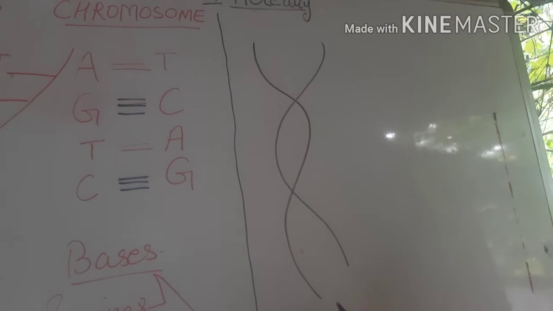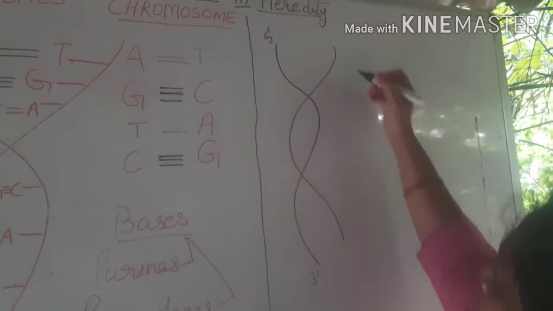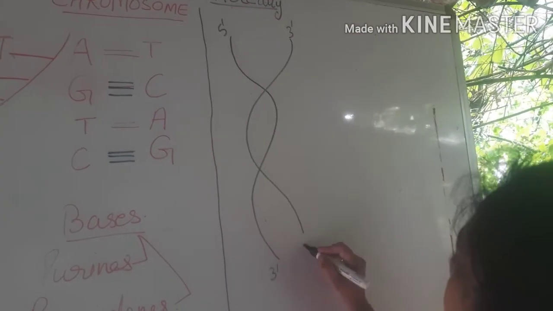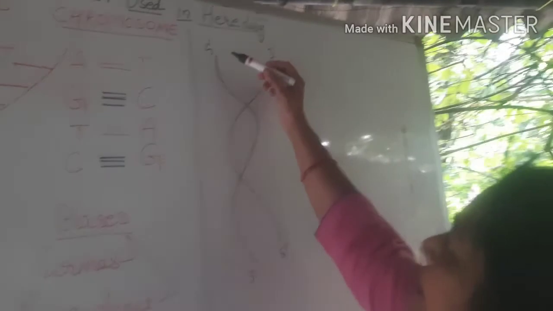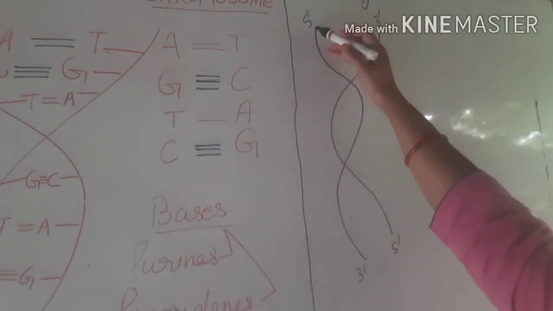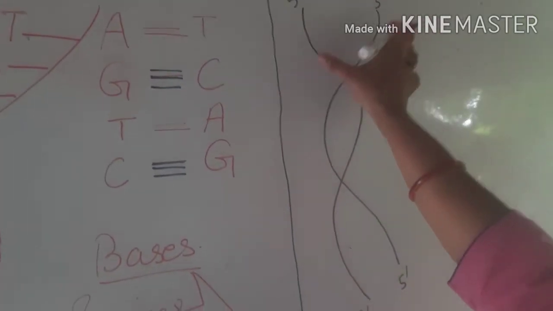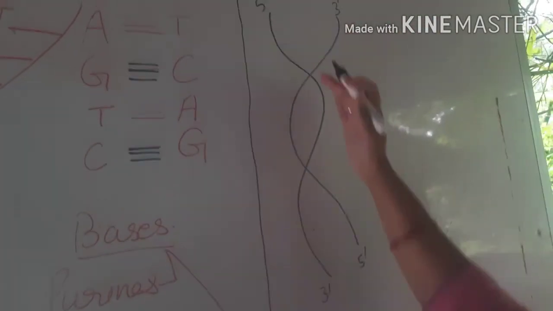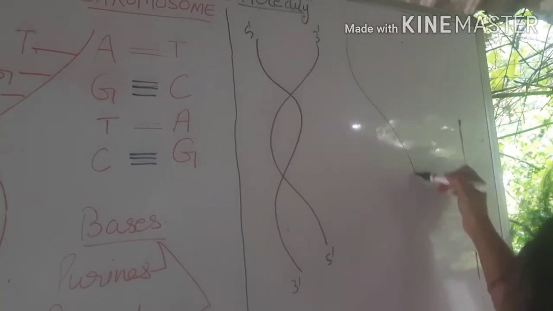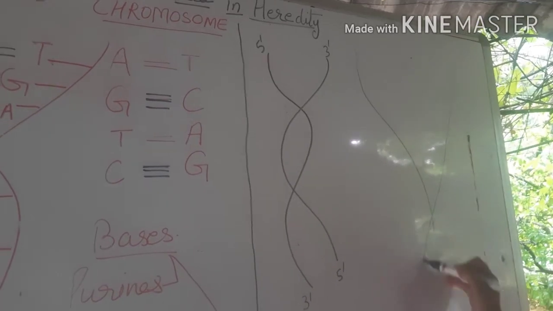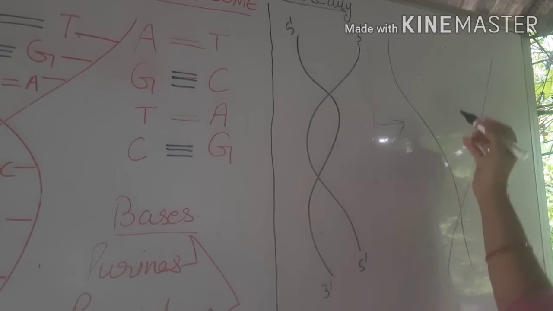Here, children, one thing is there: 3' and 5'. Here it will be 3', and here it will be 5'. This is how they are coiled together. The 5' end will be here, and the opposite to it will be the 3' end. You will always hear that DNA is opening in the form of a chain. Why are we saying so? Suppose this is now opening. This DNA has opened, these two strands have opened in this manner.